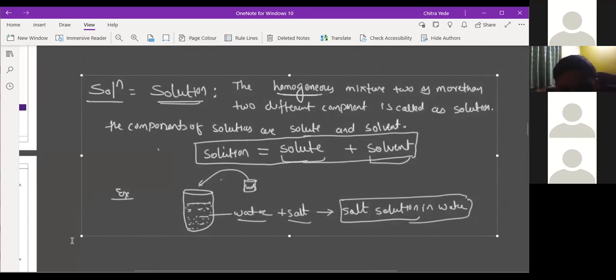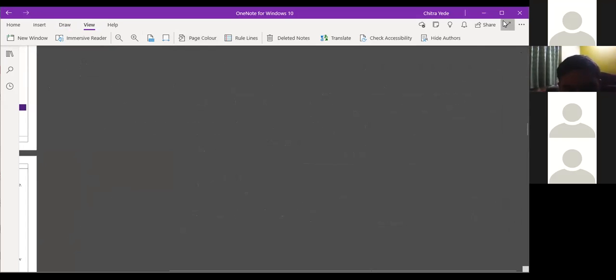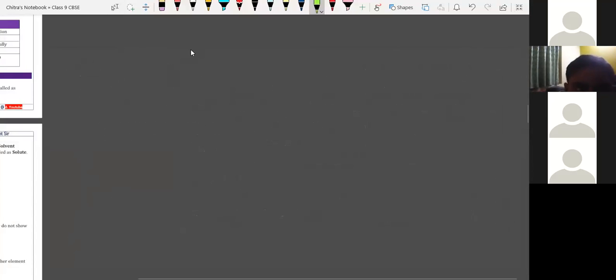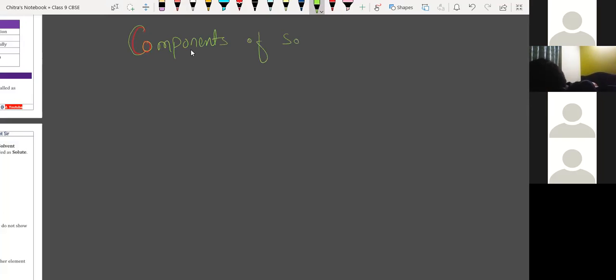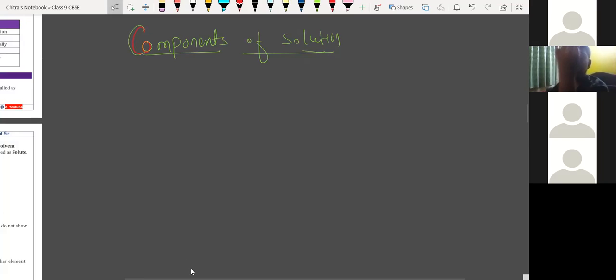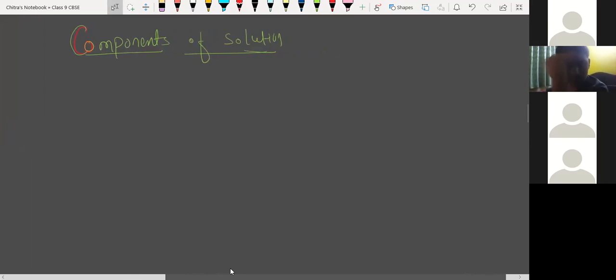So we are going to discuss the components of solution. Again, very important. Components of solution. See, a solution can't be a heterogeneous mixture. If it is heterogeneous, then it is not a solution. It is called a mixture.